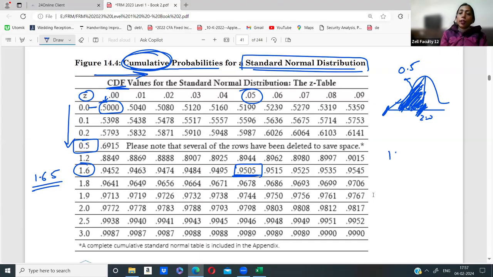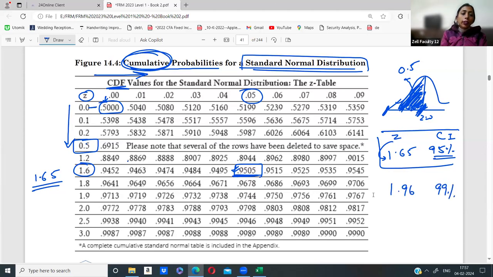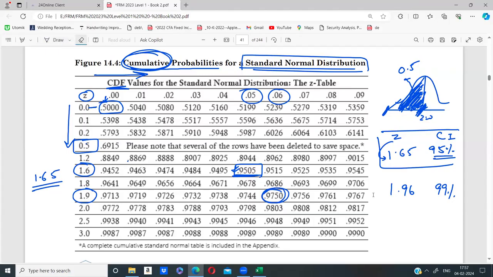Remember that 1.65 is the value we learnt for a confidence interval of 90%. Now, if you put Z value 1.65, what are you getting? 95%. Similarly, you learnt 1.96 for 95%. Now look here, 1.9 and look here, 6. What's the value you're getting? 97.5.